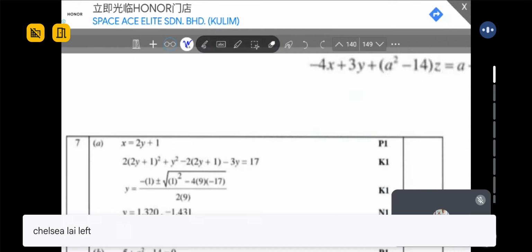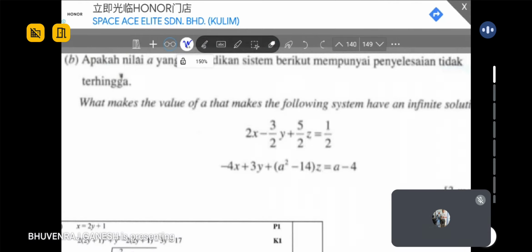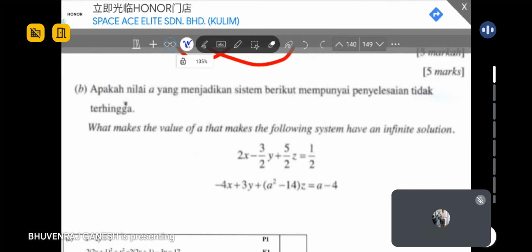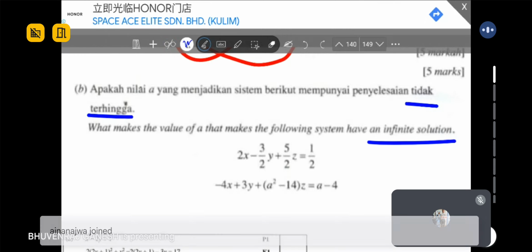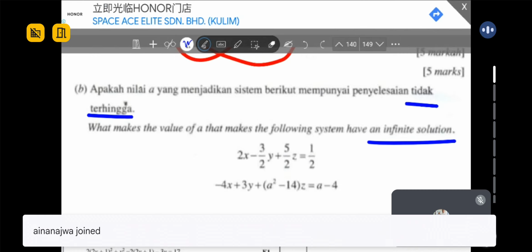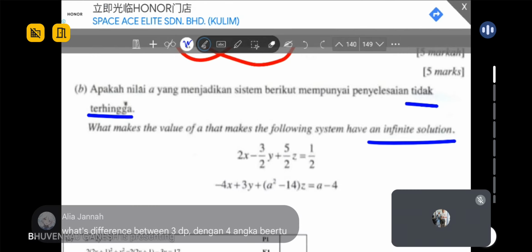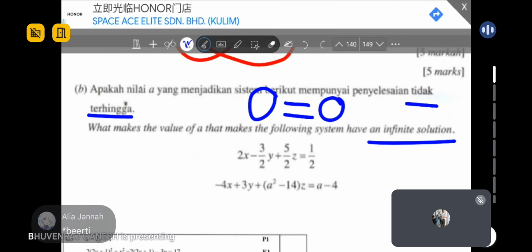Okay, so now we come to question B, guys. Question B interesting. So now infinite solution. Penyelesaian tidak terhingga. So may I know infinite solution mean what, guys? Yang ni maksudnya apa? 0 equal to 0. Am I right? Ini konsep dia sekarang.